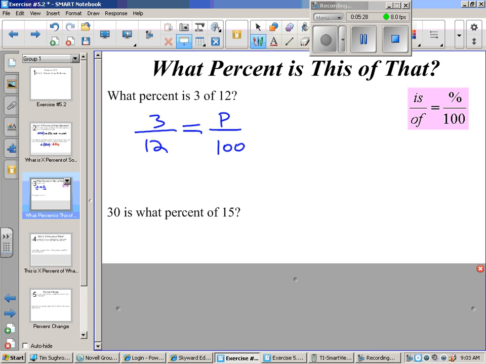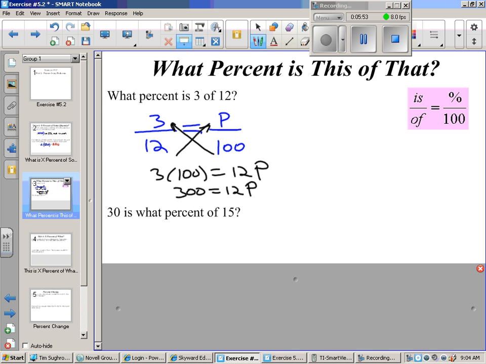If you want, you can make this a decimal. 3 over 12 is 0.25, then multiply by 100. But a lot of times when we have ratios, we cross multiply. 3 times 100 equals 12 times P. 3 times 100 is 300. We can do these without a calculator. Okay, and then we'll divide by 12.